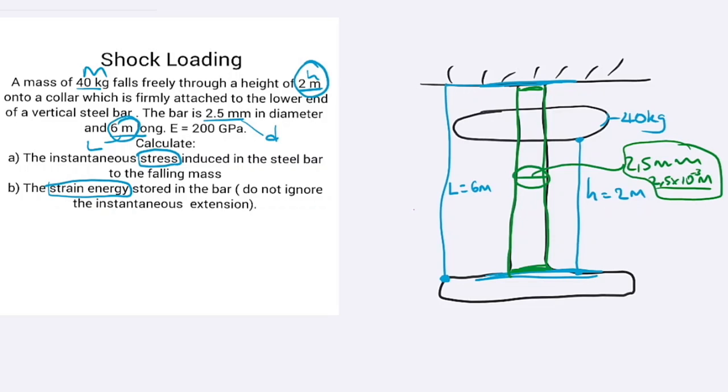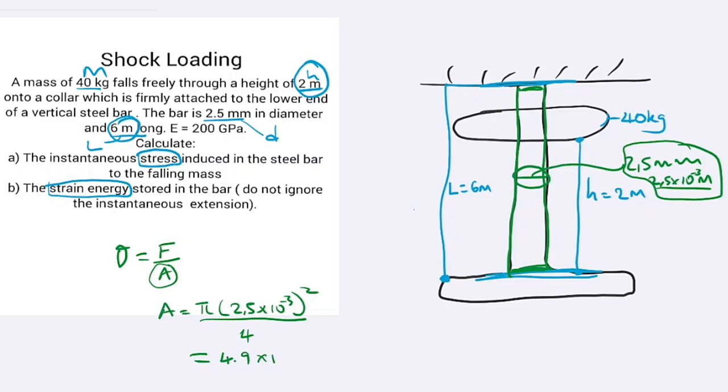Then from the problem statement, we're asked to calculate the stress. Stress is equal to a force divided by the area. Let us find the area. The area is equal to pi times the diameter, 2.5 times 10 to exponent negative 3, squared, divided by 4. Then this is going to give the area to be 4.9 times 10 to exponent negative 4 meter squared. That is the area.